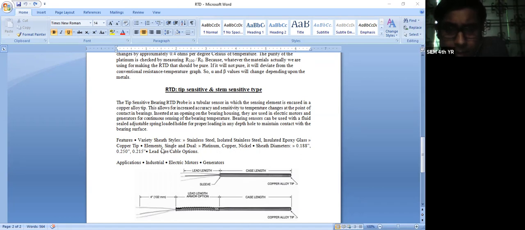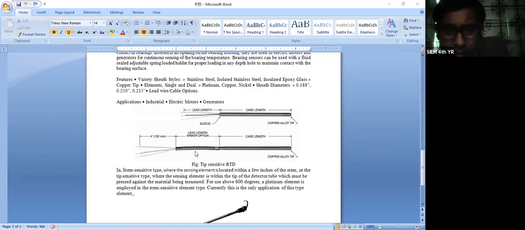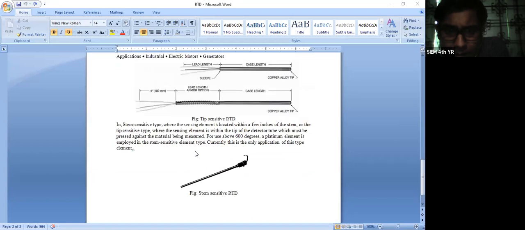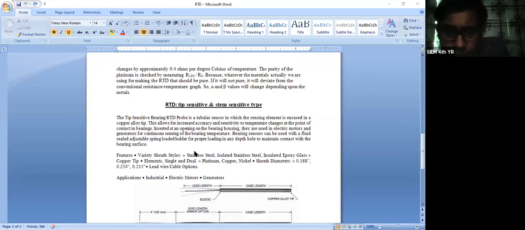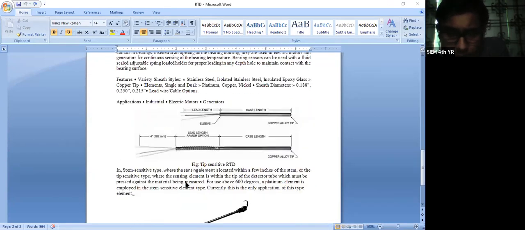Platinum, copper, nickel are the basic materials, and sheath diameters 0.188, 0.250, 0.215 inch. Leadwire cable options: you can use leadwire directly, or you can use insulated cable too. Application: industrial electrical motor, generator, very important. Looking at the diagram is not necessary, just see it once for practice. Basically an MCQ question will come, so these points are important.